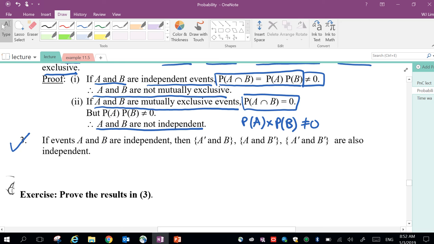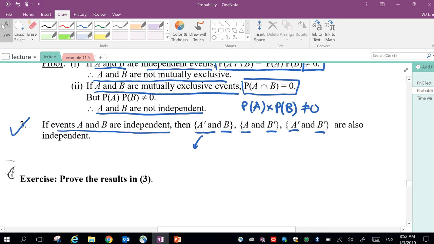So let me go through this review. If events A and B are independent, then A prime and B are also independent, A and B prime are also independent, and A prime and B prime are also independent. So what is the proof? The proof you need to know.